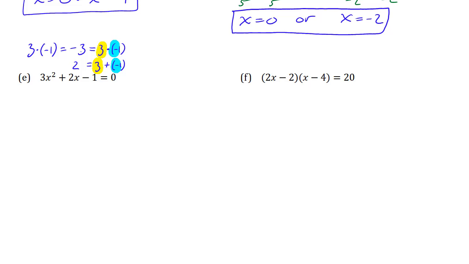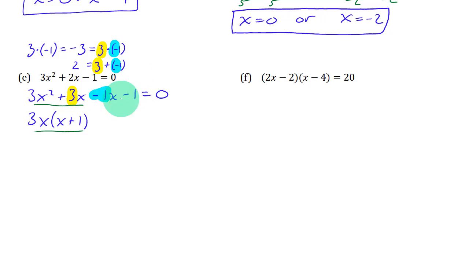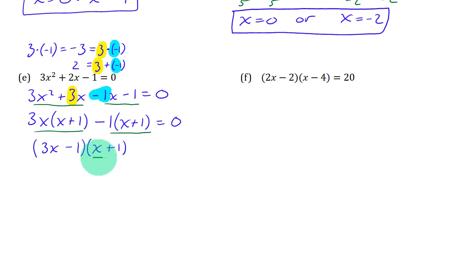So that means we can split up the 2x here into plus 3x minus 1x. And then that minus 1 there is still there, and it still equals 0. Okay, so now we should be able to factor it by grouping. So that's going to be 3x times the quantity x plus 1 from that first group. These two terms, you can take out a negative 1. So I can just write this as minus 1 times the quantity x plus 1. That should be equal to 0 there. So those are the two groups, and they both have an x plus 1 factor. So let's write it as 3x minus 1 all times x plus 1. So now it's in factored form.